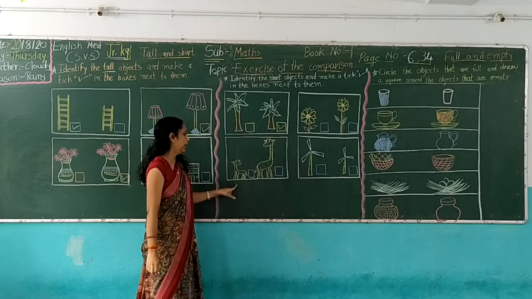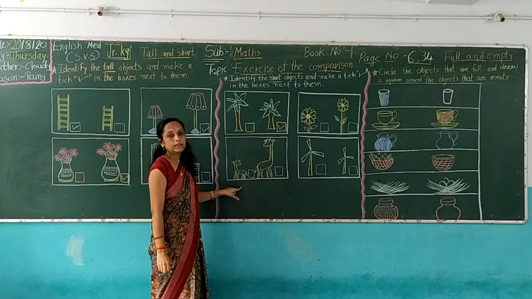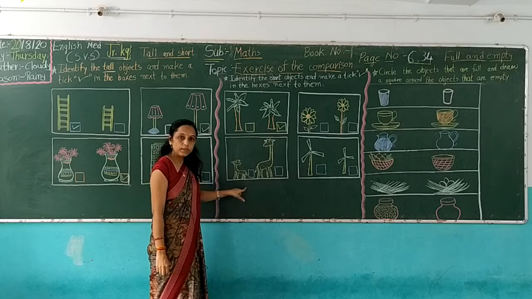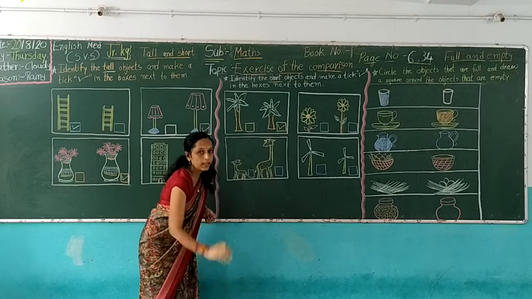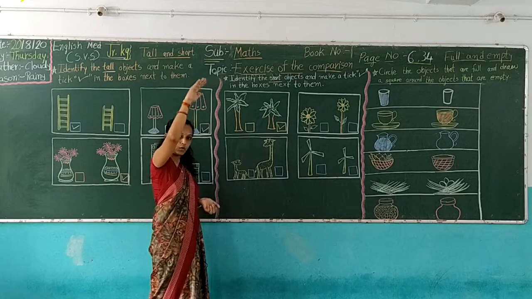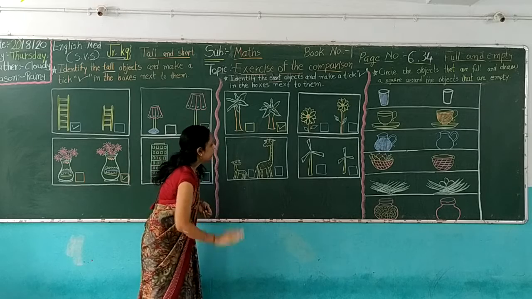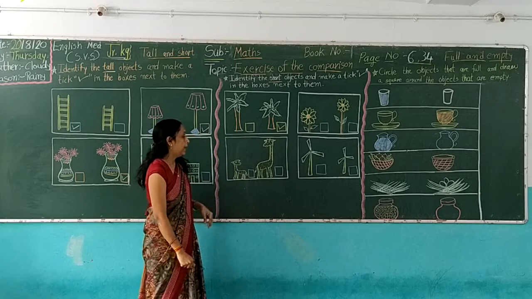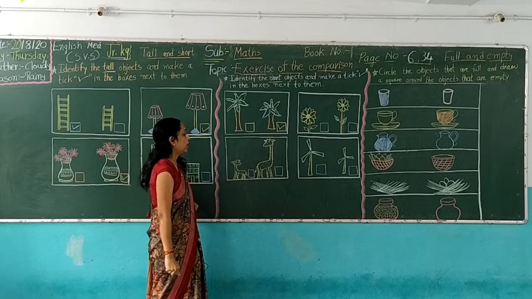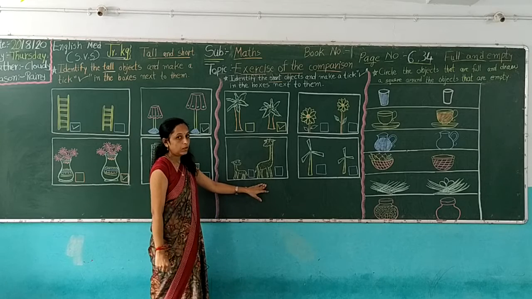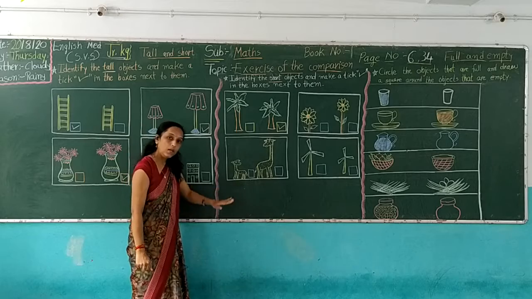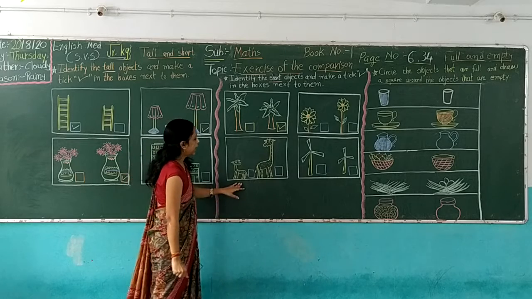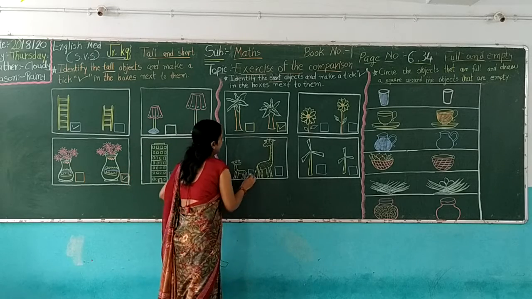And next, what are these? These are two zebras. One is tall and other one is short. So student, tell me which zebra is short? This? No. This? Yes. This zebra is short. So tick right here, short zebra.